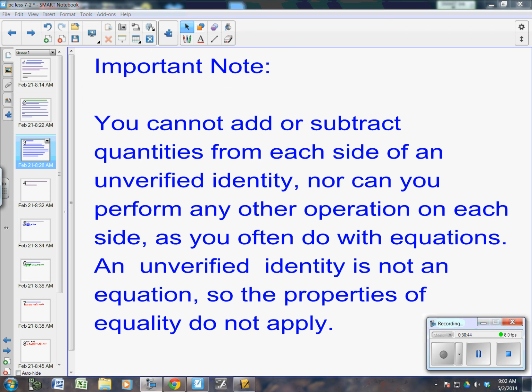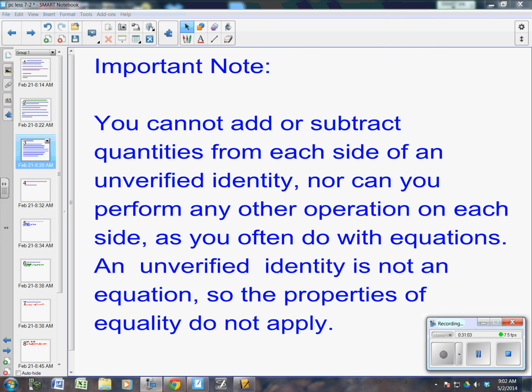Okay, important note. Don't write this down. It's just something to think about. You cannot add or subtract quantities from each side of an unverified identity, nor can you perform any other operation on each side as you often do with equations. An unverified identity is not an equation, so the properties of equality do not apply.